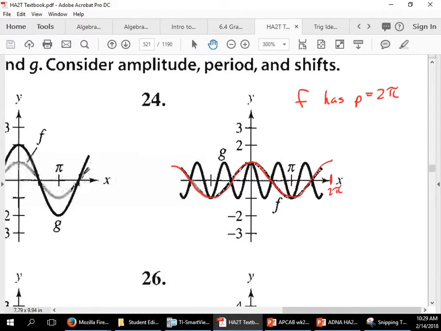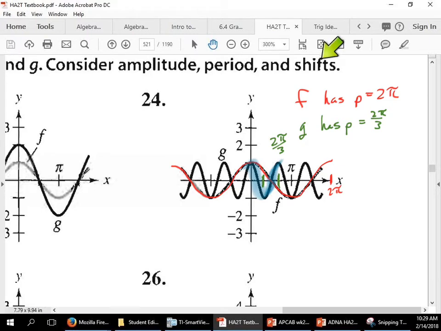Now what about the g function? Now if I highlight one period for that one, I stop right there. Where does it look like I stop? Right here. What does that look like? That doesn't look like perfectly 1/2. What does that look like? That almost looks like 2 pi over 3, and we can tell because if I divide this section up into 3s, that looks like the second third, right? So it looks like my period for g is 2 pi over 3. So g has a smaller period.